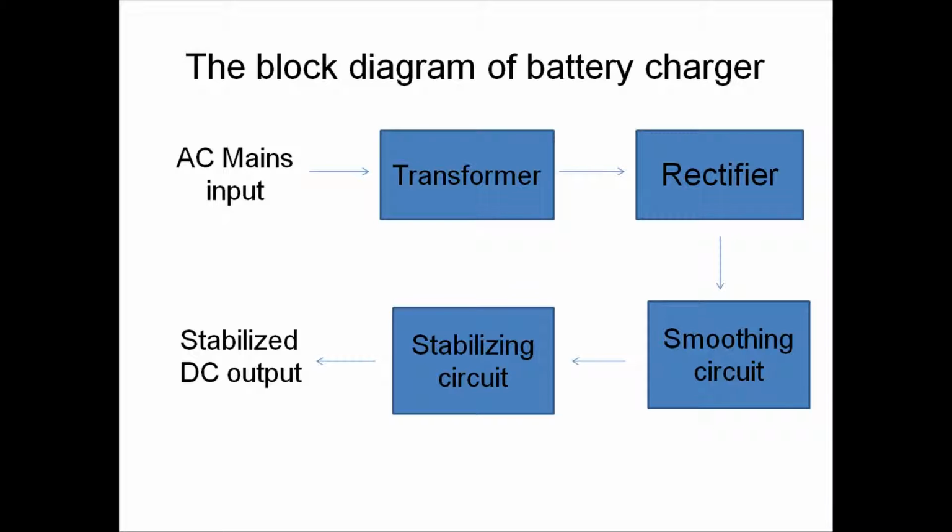The third stage is a smoothing circuit. It removes the fluctuation in the DC output of the rectifier. It consists of an electrolytic capacitor connected in parallel with the rectifier, and the final stage is a stabilizing circuit. The stabilizing circuit consists of a transistor biased by two resistors and a Zener diode. This prevents the output from changing when the load varies.